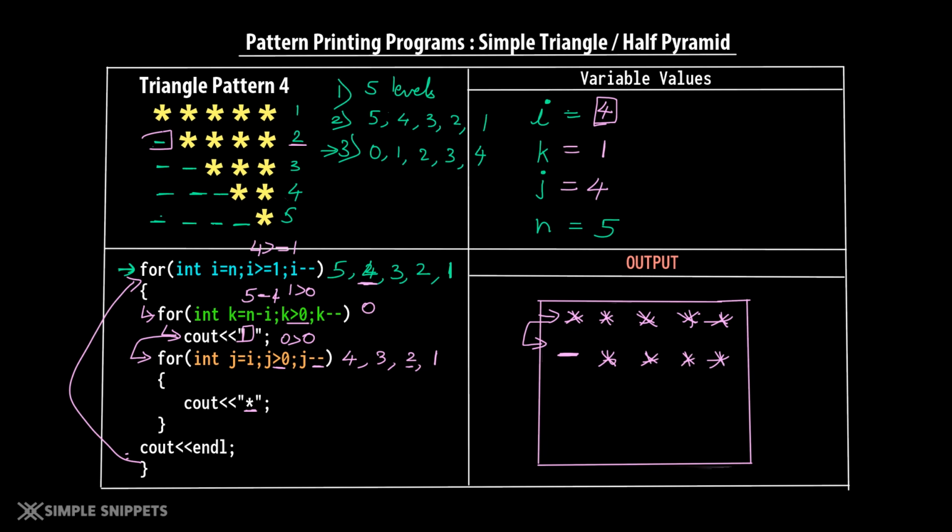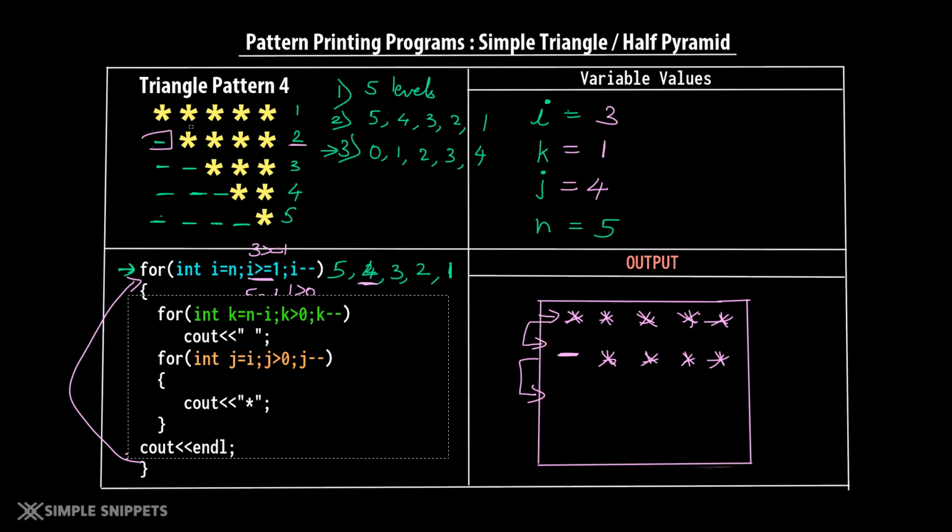Alright, so you can see we are pretty much getting our pattern now. We'll come at the end, that is the last statement of the outer for loop. We will say cout endl. We will come to the next line. Now i will become 3 because we'll say i minus minus. So 3 is still greater than 1. Is 3 greater than or equal to 1? Yes, that's the condition for the outer for loop.